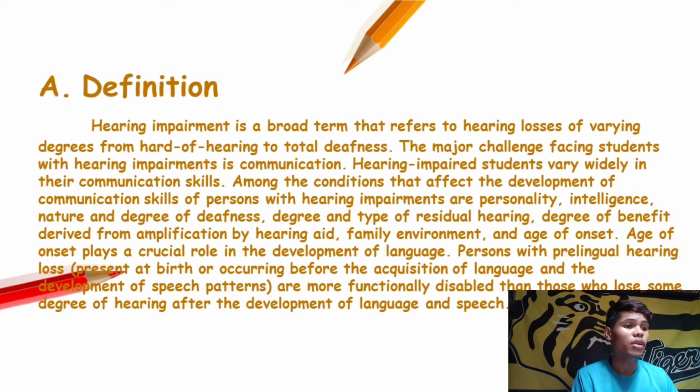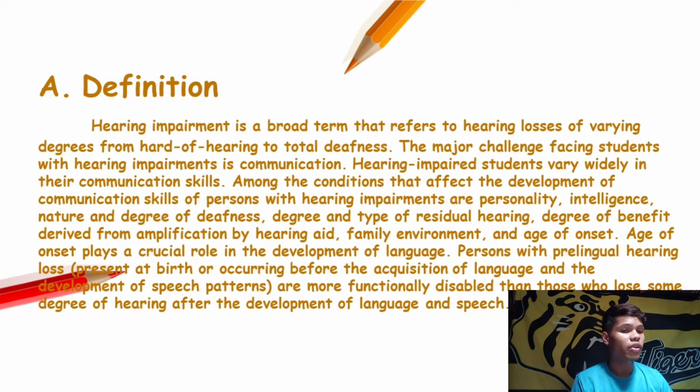Among the conditions that affect the development of communication skills of persons with hearing impairments are personality, intelligence, nature and degree of deafness, degree and type of residual hearing, degree of benefit derived from application of a hearing aid, family environment, and age of onset. Age of onset plays a crucial role in the development of language.